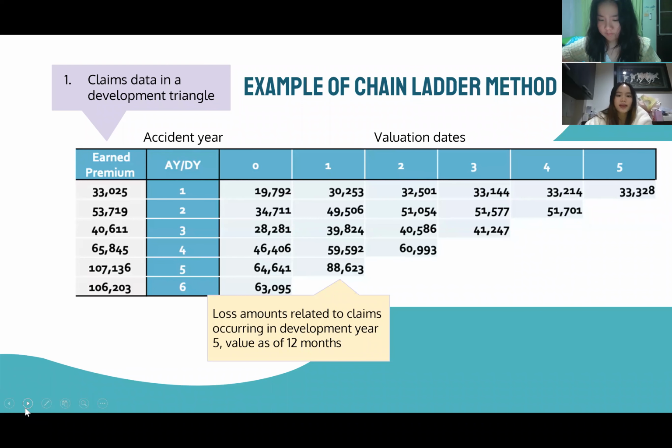Let's see the example to understand the concept of the method clearly. As we mentioned, step 1 is to compile claim data in development triangles. You can see from the table that the data is placed as an upside down triangle. Triangulation is based on paid claims. Therefore, the chain ladder produces the total ultimate claims from which total loss reserves are determined. Also, know that the cells in the same diagonal axis share the same valuation dates.